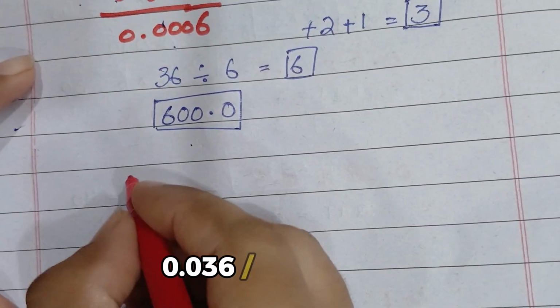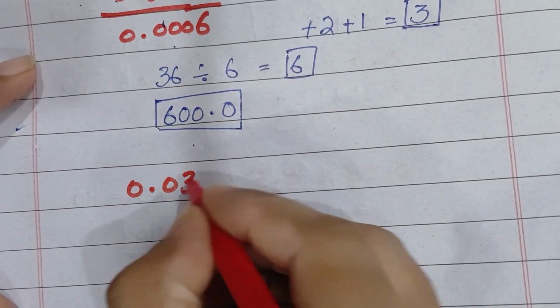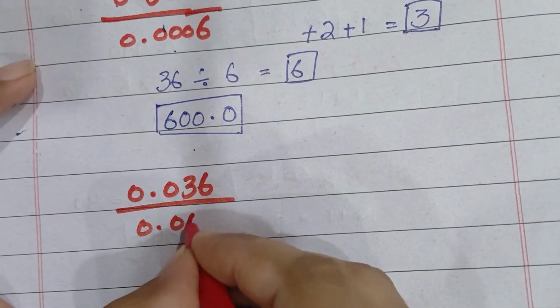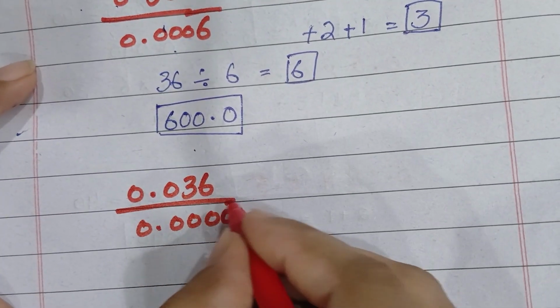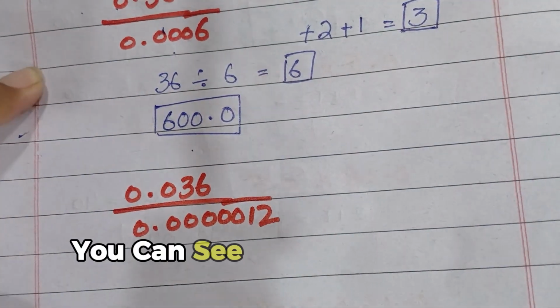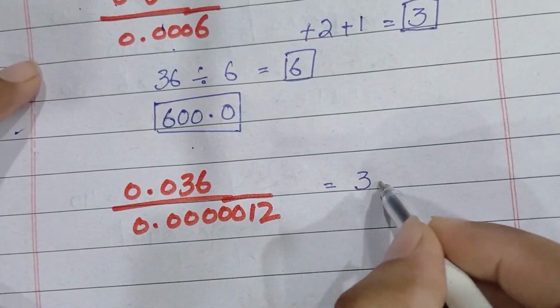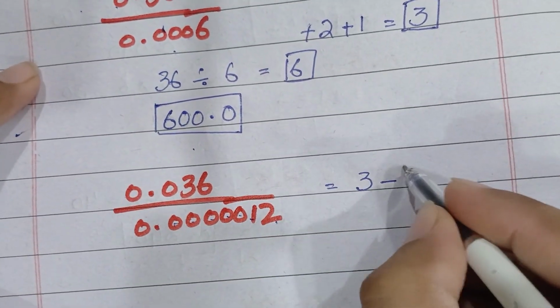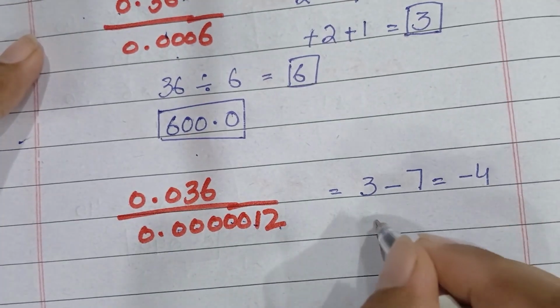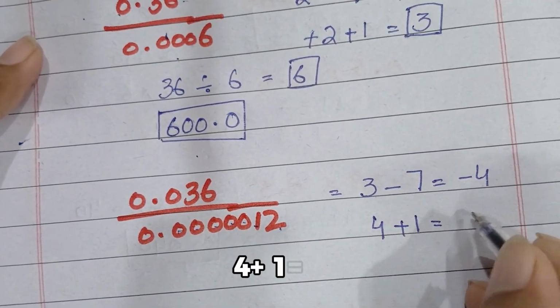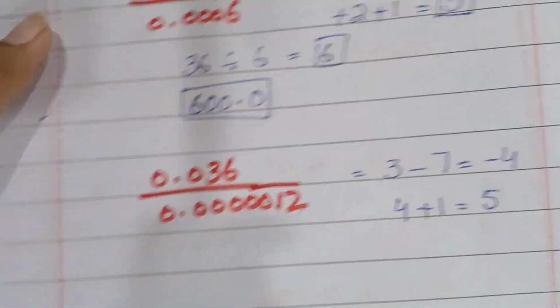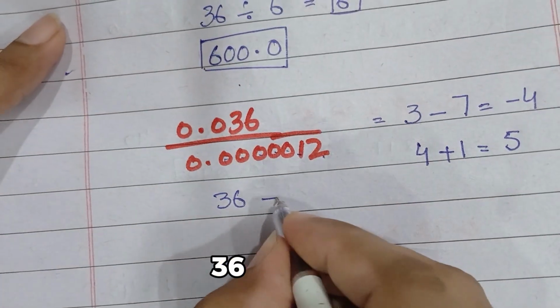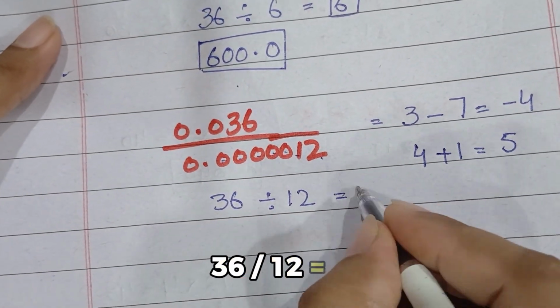Let's try this example. 0.036 divided by 0.00000012. Now you can see the top number contains 3 digits and the bottom 8 digits, which gives you minus 5... counting 1, 2, 3, 4, 5, 6, 7, which gives you -4. Treat as a positive 4, add +1, and our answer is 5. Now 36 divided by 12 equals 3.